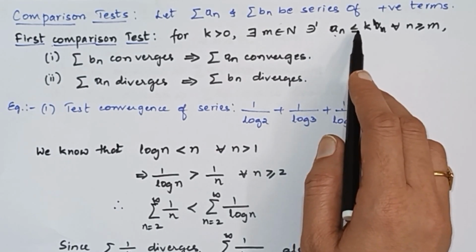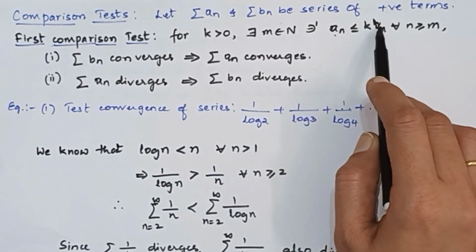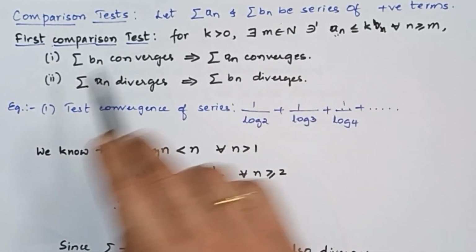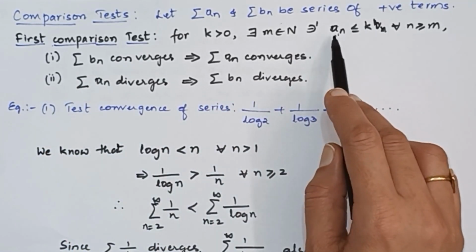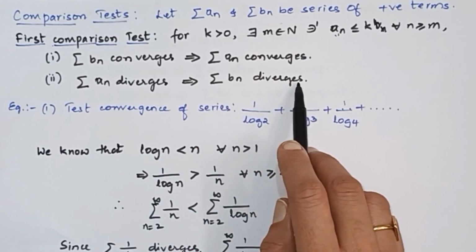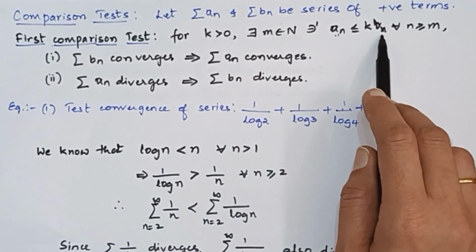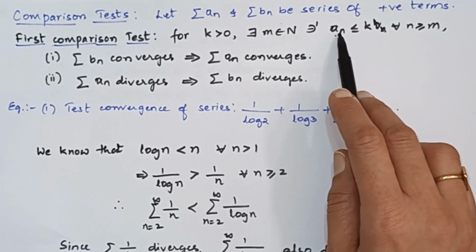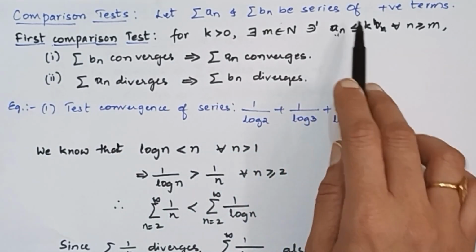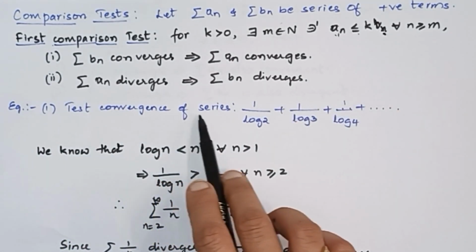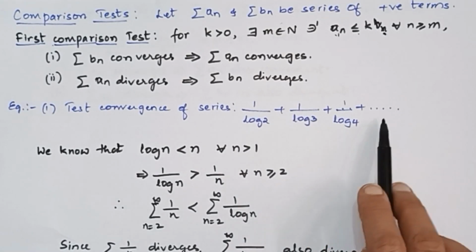In that case, if the second series converges, then the smaller series must converge. And the second case is that if the smaller series diverges, then the bigger series must diverge. Bigger series in the sense that the terms are bigger than the terms of the first series. So this test is called the first comparison test. You are comparing two series to check the behavior of those series. For example, test the convergence of this series. This is the given series.